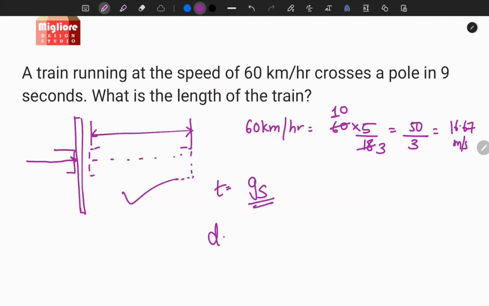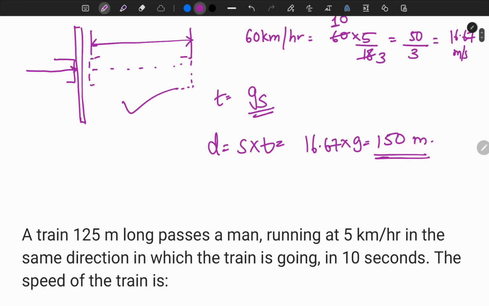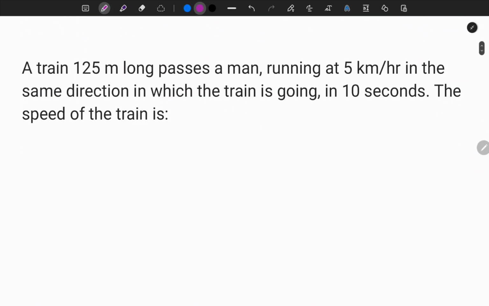The distance will be speed into time, which is 16.67 into 9, which is approximately 150 meters. So this is the length of your train. Moving on to the next question.